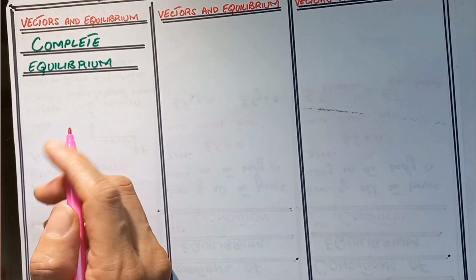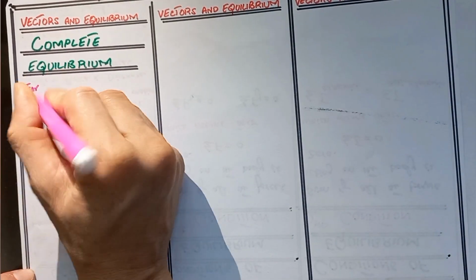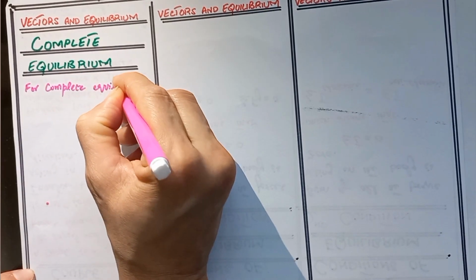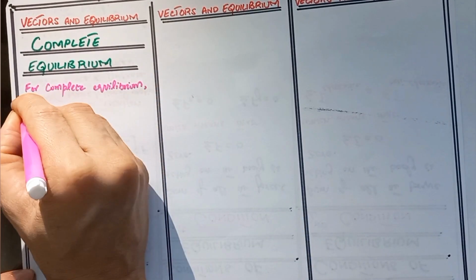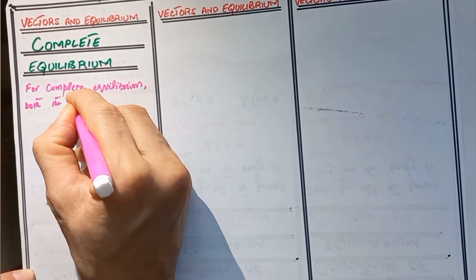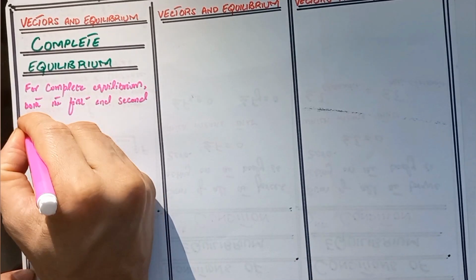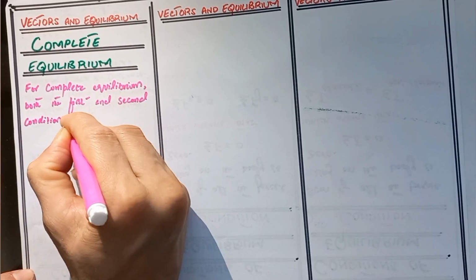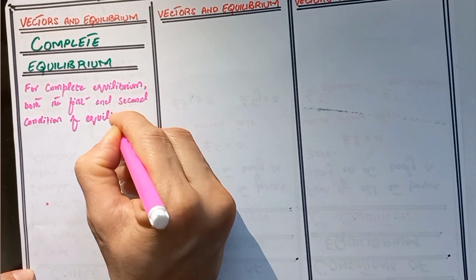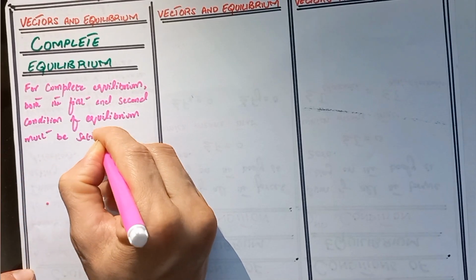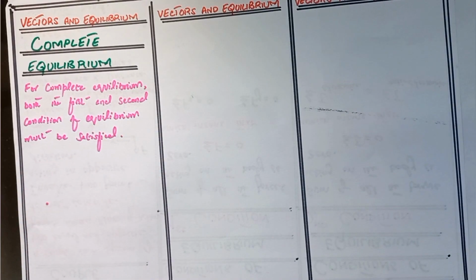Now we discuss the topic that is the complete equilibrium. For complete equilibrium, both the first and second conditions of equilibrium must be satisfied.